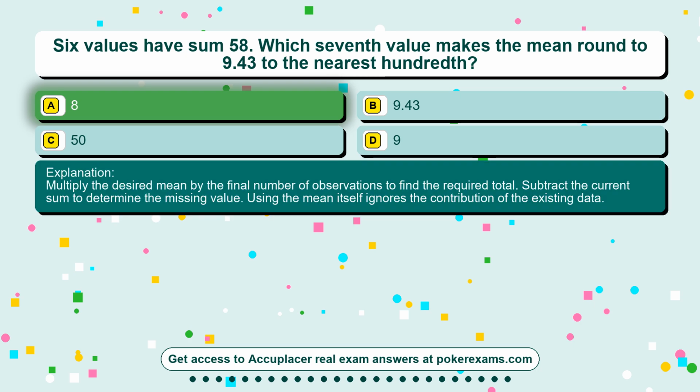Actual cash value generally reflects replacement cost minus depreciation. Replacement cost without deduction is wrong because replacement cost pays without depreciation, subject to policy terms. Agreed value is wrong because agreed value uses a value agreed in advance. Stated amount only is wrong because stated amount is not the same as depreciation-based ACV.